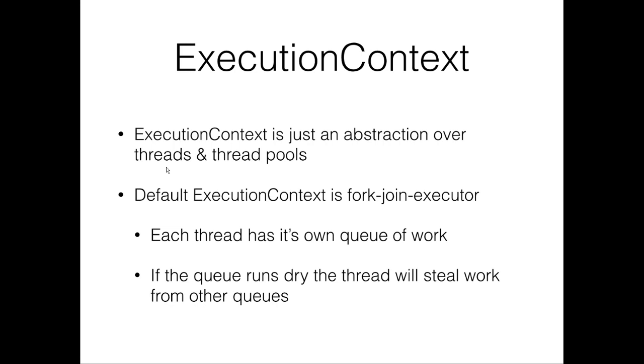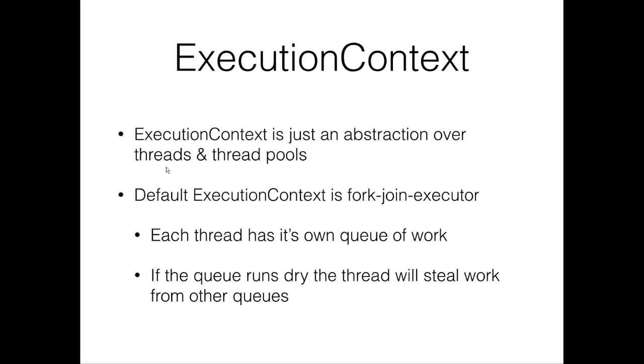Really, they're just an abstraction over threads and thread pools. An execution context is basically just a thread pool, but you don't have to do any of the heavy lifting. You just tell Play the characteristics you want for your thread pool, and then it'll figure out how many threads to assign to it.